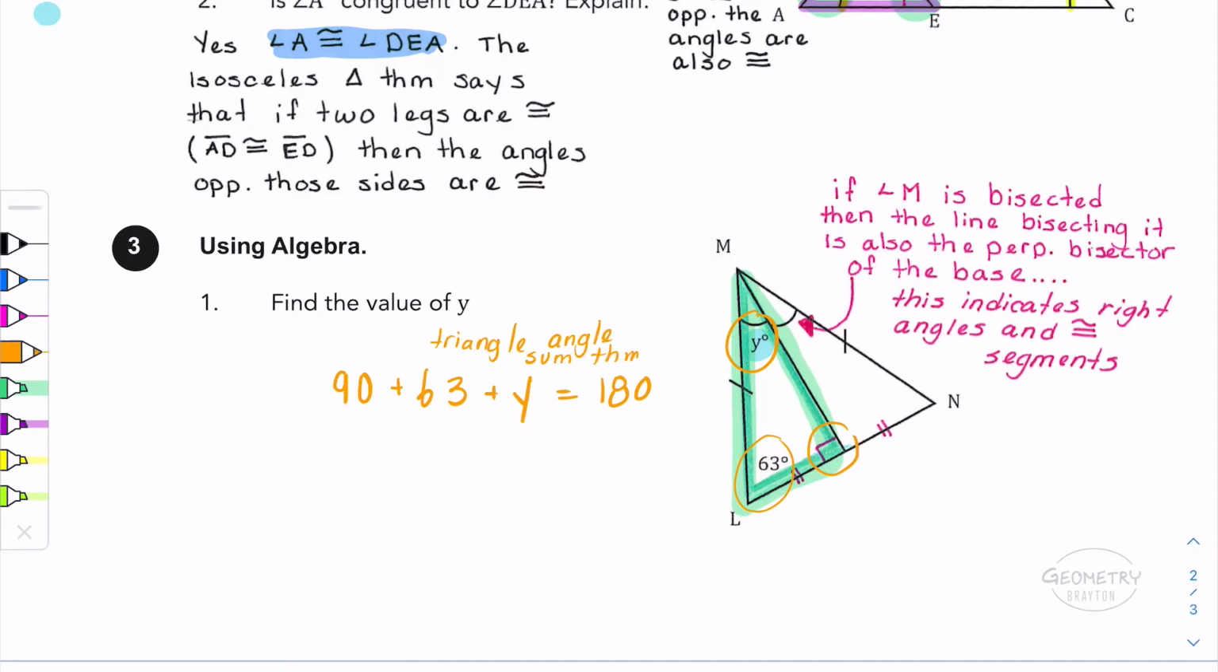So if we solve for y, we have 63 plus 90, which is 150 degrees. And if we subtract that from both sides, 63 plus 90, I did 60 plus 90 in my head really quick, that's 153. So oops, back up. All right, so 180 minus 153 is going to be 27 degrees. That is your value of y.